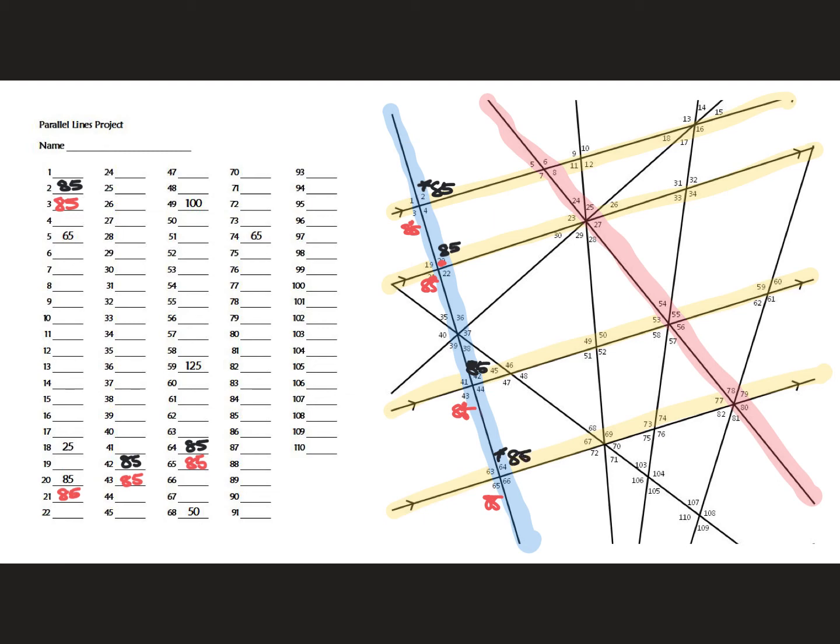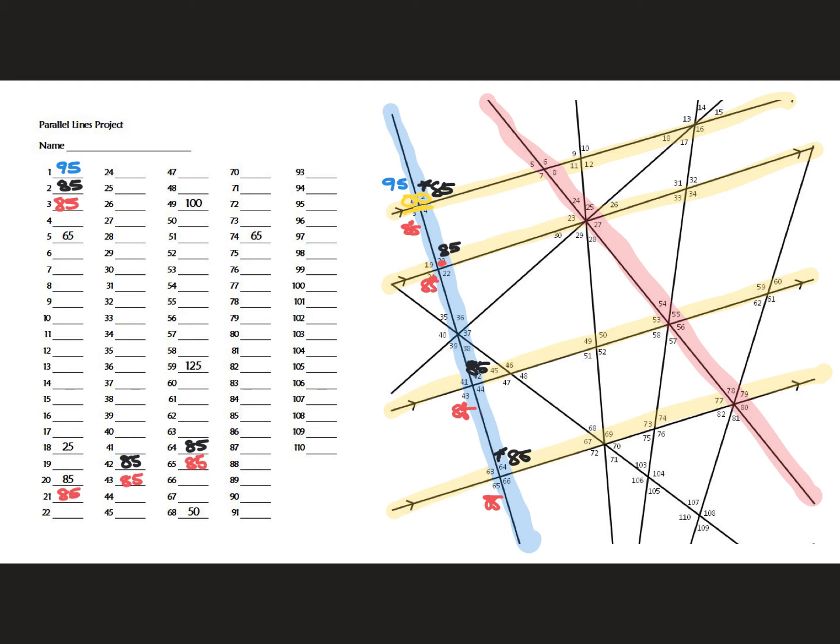Now we can look at some of the other relationships we know. We also know that linear pairs are supplementary. Angle 2 and angle 1 are an example of a linear pair because they make a line. Here's angle 1, here's angle 2. If they are supplementary, that means they add up to 180 degrees. So angle 1 would be 180 minus 85, and that's 95. So angle 1 is 95.